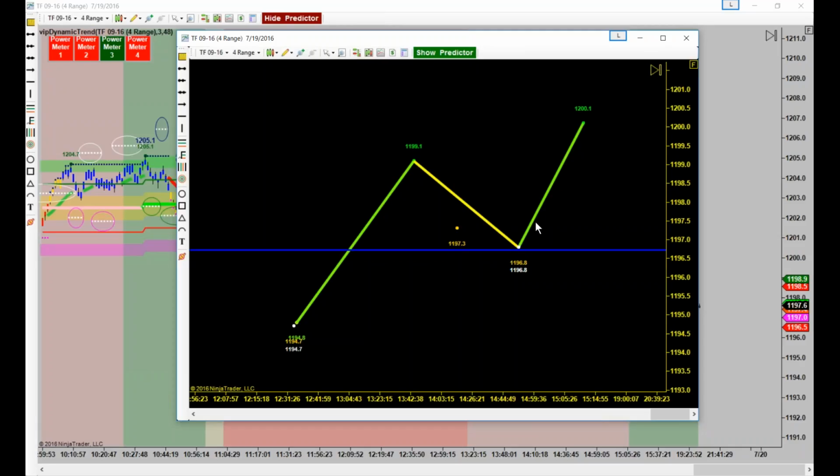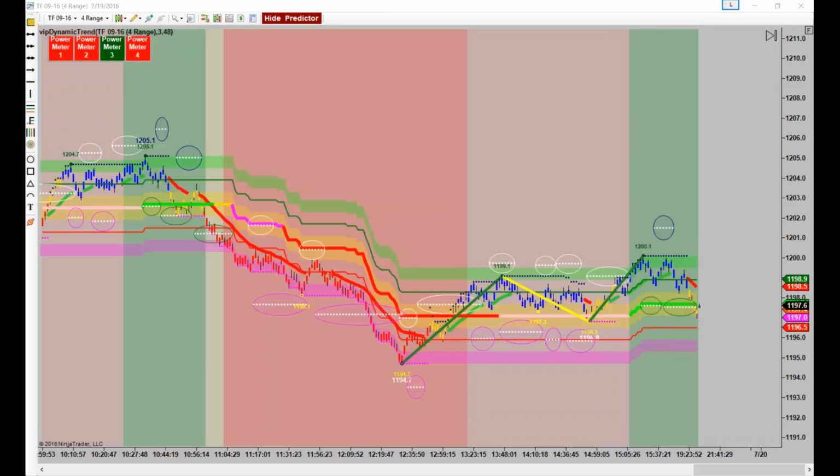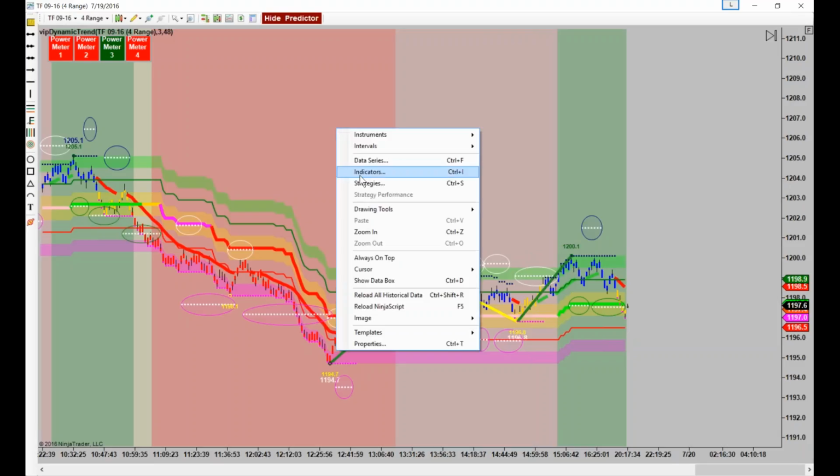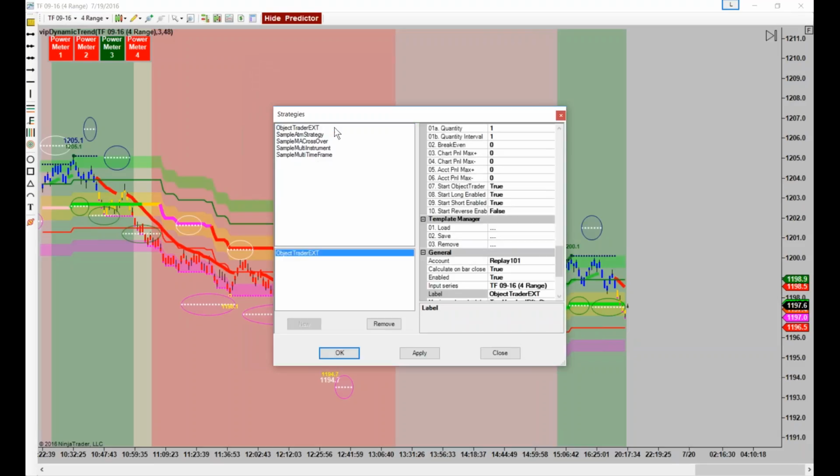Okay? So what are we looking for, team, that have been with us a long time? We're looking for little pullbacks, aren't we? We're looking for little pullbacks. So let's use the power meter and see if we can get one. We're looking for a retracement right here. I'm going to right click and put Object Trader on my chart.